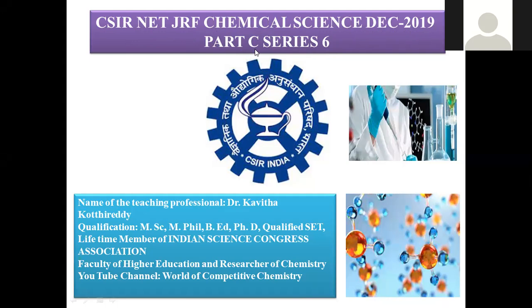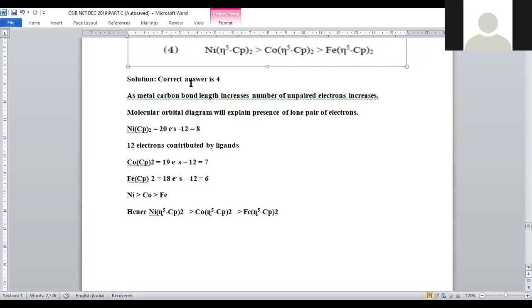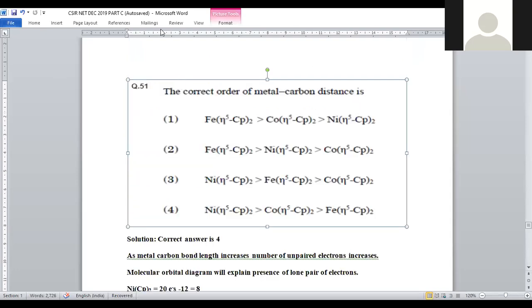Part C consists of physical, inorganic, organic, all the sessions. So we are going to cover the series 6, where all 10 questions will be explained in detail. So let us move on to our actual question paper, where question number 51 of the December 2019 CSIR JRF NET question paper asks for the correct order of metal carbon bond distance.